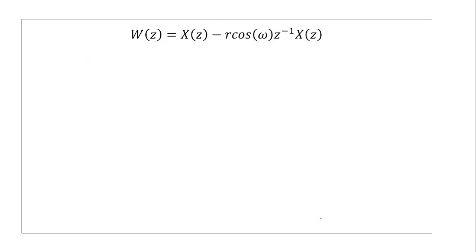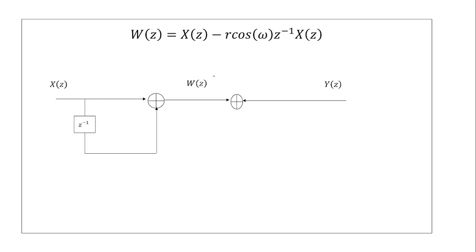So W of Z is equal to X of Z minus R cos omega Z inverse X of Z. So I'll be getting this equation with X of Z, W of Z and then Y of Z. This is the basic here, right? Now you have your W of Z here. W of Z is equal to X of Z and then Z inverse. So only one delay you have. I'll be taking this delay, the Z inverse, from your X of Z. The X of Z coefficient is going to be 1 and the Z inverse coefficient is minus R cos omega.